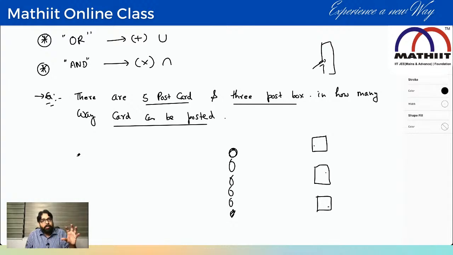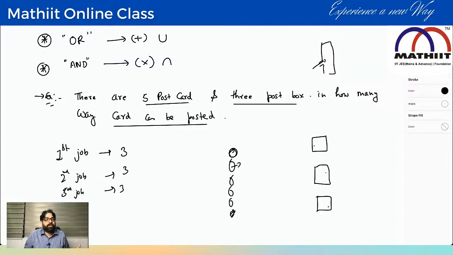The first job is, first postcard I have to post it. First job can be done in 3 ways. Now, second job, the second card, in how many ways can I post it? 3 ways. Wherever the first postcard went, the second can also go there. So that can also be done in 3 ways. Third job also in 3 ways. Fourth job also in 3 ways. And fifth job also in 3 ways.